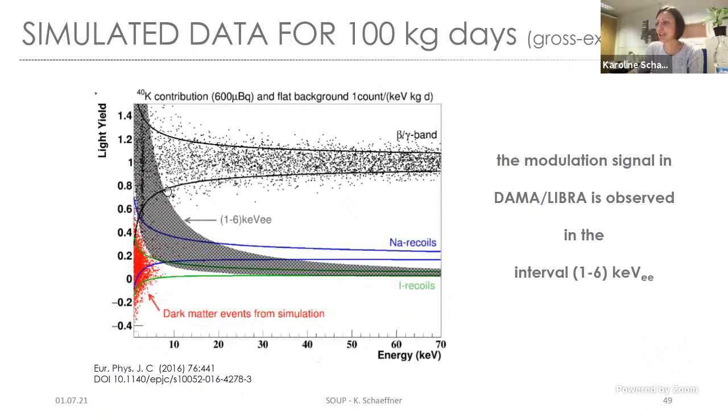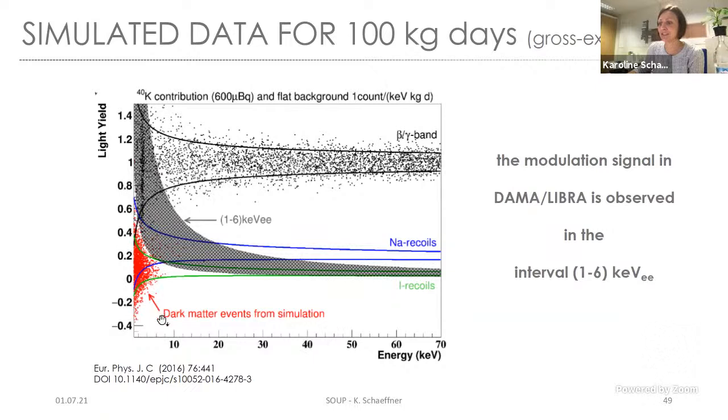Here, in the gray shaded area, I indicate the modulation signal DAMA observes in the 1 to 6 keV energy region. You see the threshold is 1 keV electron equivalent, so you have to put in there the quenching factor. If you assume now 0.3 and 0.1, this is where all the DAMA events would lie. And you see that with such a low temperature detector, you can gain a lot in threshold.